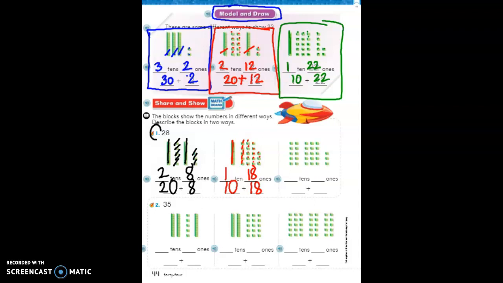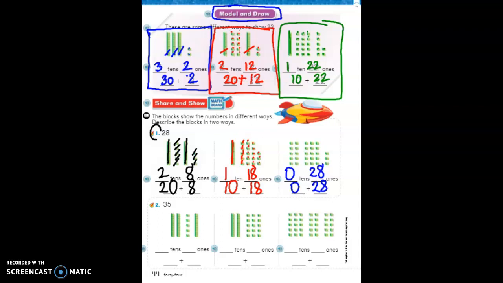Ooh, our last one. I see 0 tens. Now, if our number is 28, I don't even have to count those. I know that there's going to be 28 ones there. You can give it a count if you'd like, but I know there's 28 ones there. So it's 0 tens plus 28.